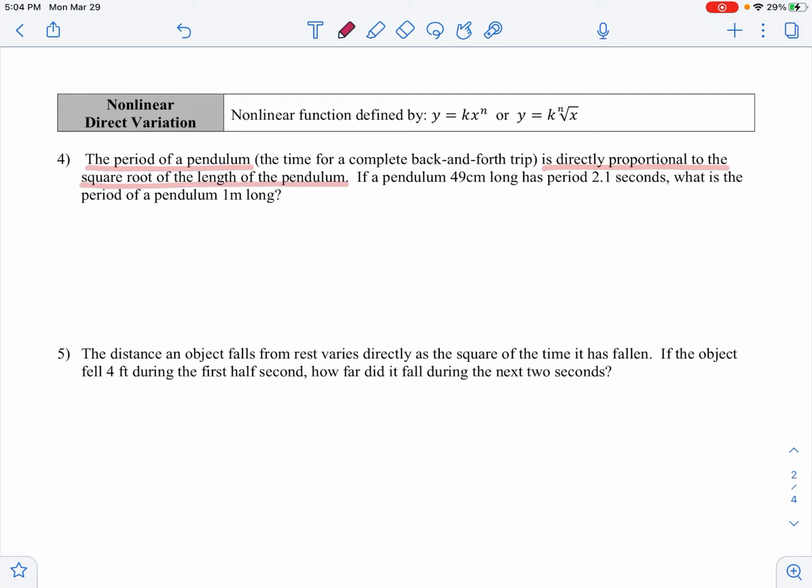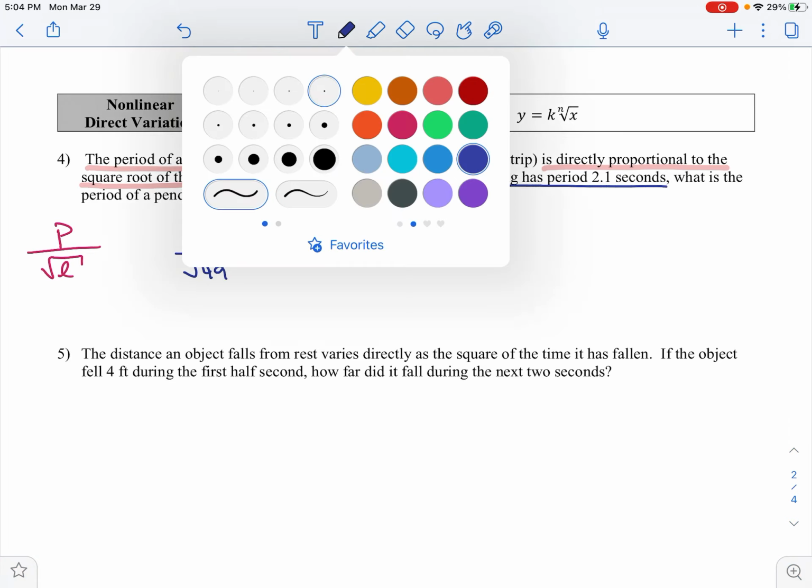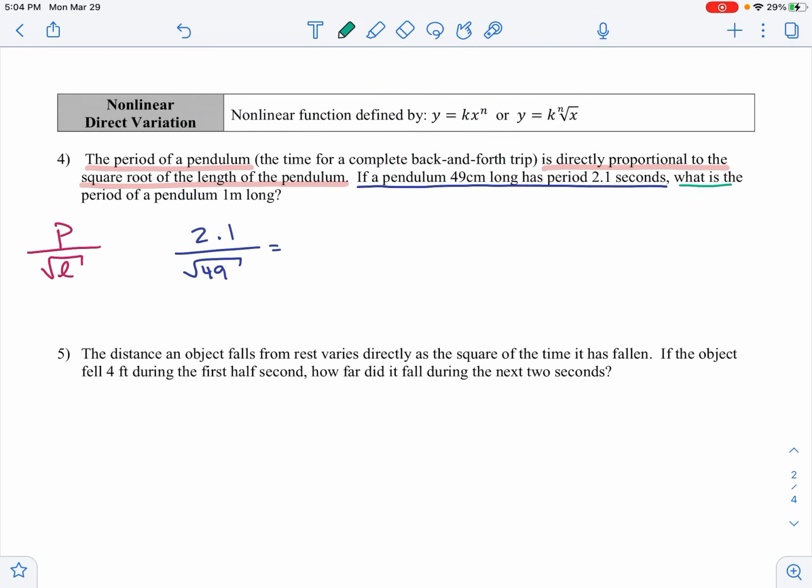So I'm going to basically set this up the same way. The period, I'm going to use p. The square root of the length is that thing that goes on the bottom of my ratio. Now I can fill in what I know. Let's see. In one color, if a pendulum that's 49 long has a period of 2.1, I'll fill in 2.1 for the period, root 49 on the bottom. For my second piece of information, what is the period? That's 1 meter long, so I'll call that p, and the square root of 1 goes on the bottom.